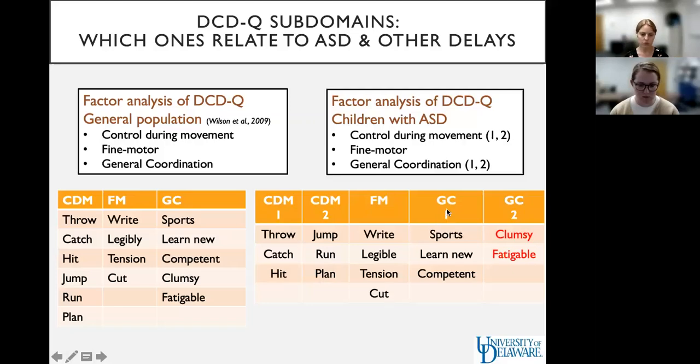Then you have general coordination 1 and 2. So these 3 questions are actually more sensitive to variations in these other system impairments than these 2 questions. They don't seem to be explaining the variation as much. Most people will say, oh, yes, I think my child is like a bull in a china shop or is fatigable.